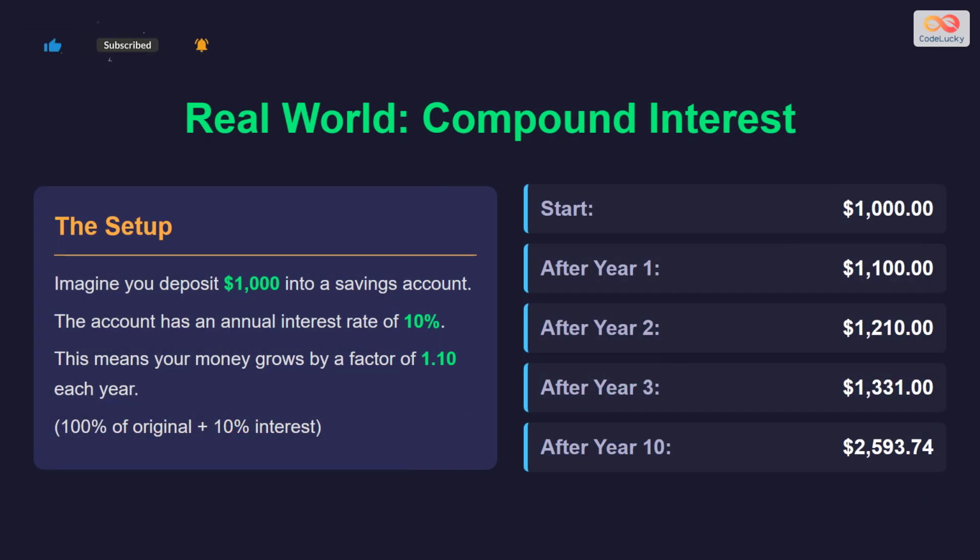Let's look at a simple example. Y equals 2 to the power of x. When x is 0, y is 1. When x is 1, y is 2. When x is 2, y becomes 4. As you can see, the output doubles with every single increase in x.